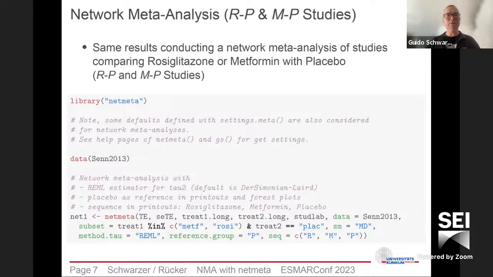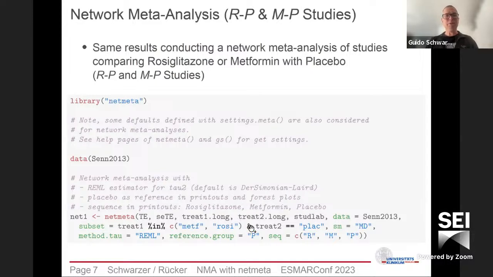And here is the command for the network meta-analysis, so to speak, of this very small network that we had comparing just rosiglitazone with placebo and metformin with placebo. In the netmeta command, what we have to provide, just like for metagen, are the estimated treatment estimates, the standard errors, study labels, and also here information on which comparison we actually are looking at here. So therefore, we have to provide these two additional variables here.